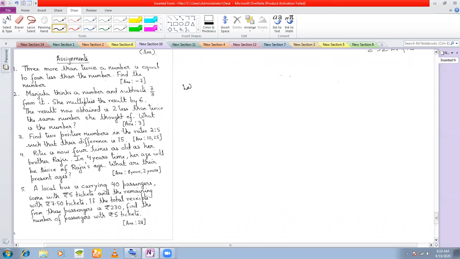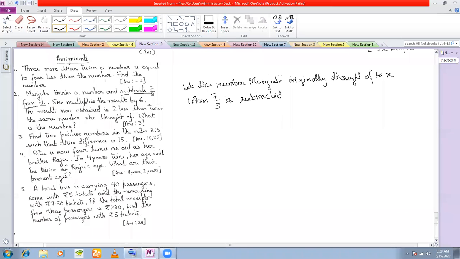So let the number Manjula originally thought of be x. Okay. And she thinks of a number and subtracts 7 by 3 from it. So when 7 by 3 is subtracted from x, we get x minus 7 by 3, right? You subtract 7 by 3 from x to get x minus 7 by 3.